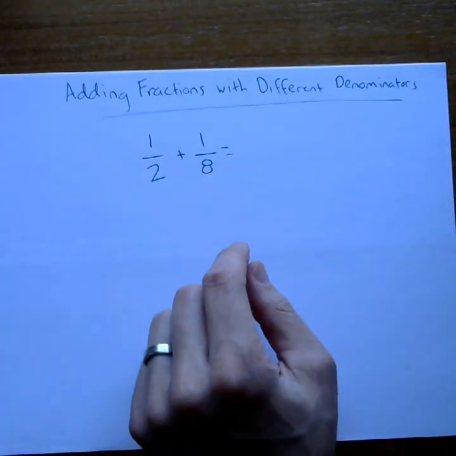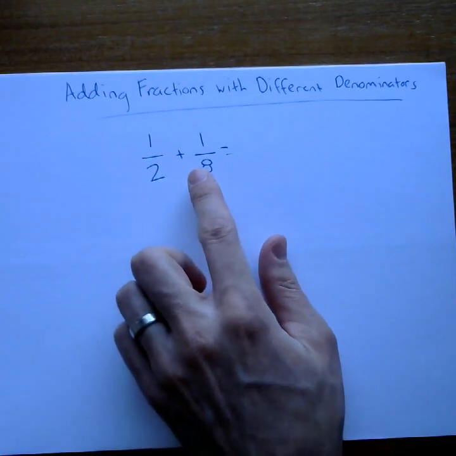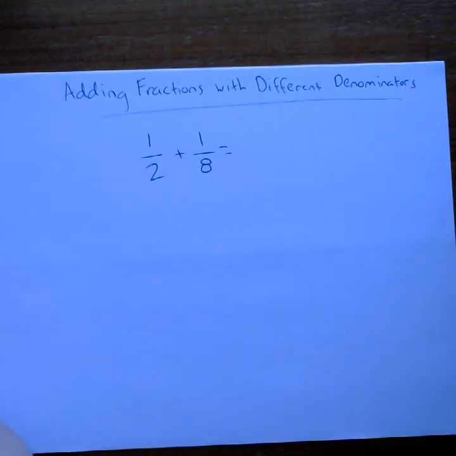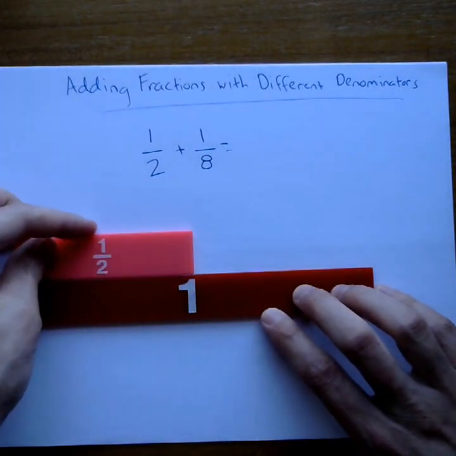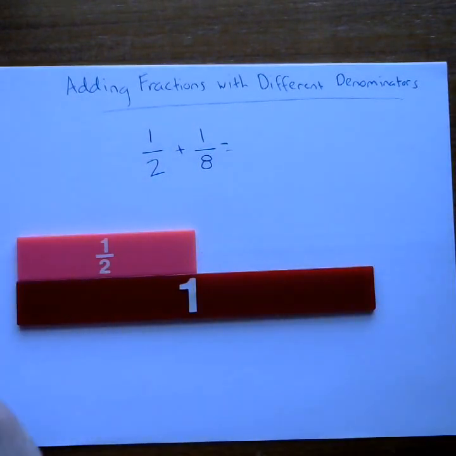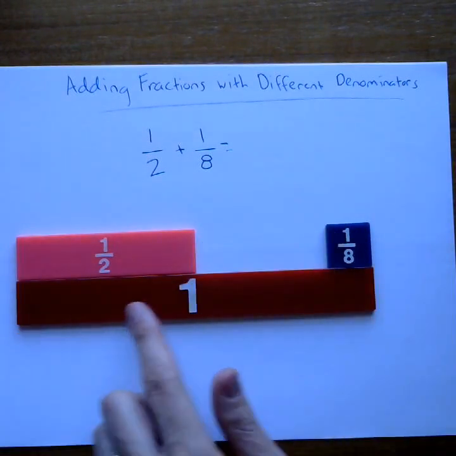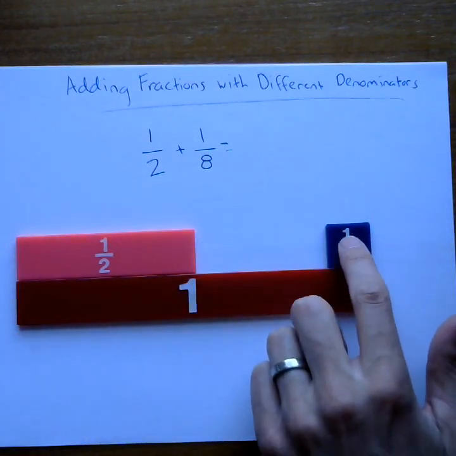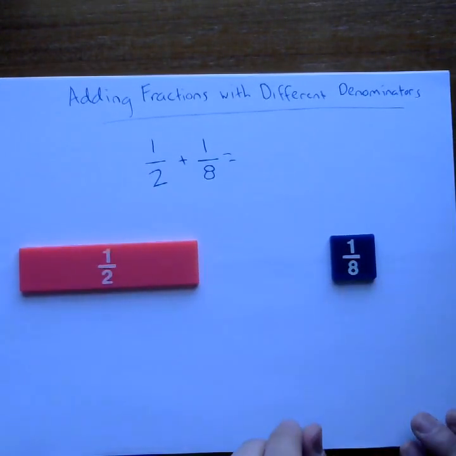All right, let's add some fractions that have different denominators. So we're trying to add 1/2 and 1/8 here. If I use fraction tiles to model this, if this is 1 whole, 1/2 looks like this, the 1 whole split into 2 pieces. There's one of them. And then the 1/8 looks like this, 1 whole split into 8 pieces, and we have one of them. So we're trying to add 1/2 and 1/8.